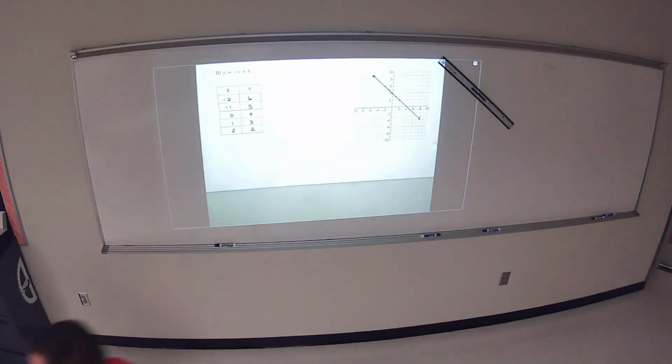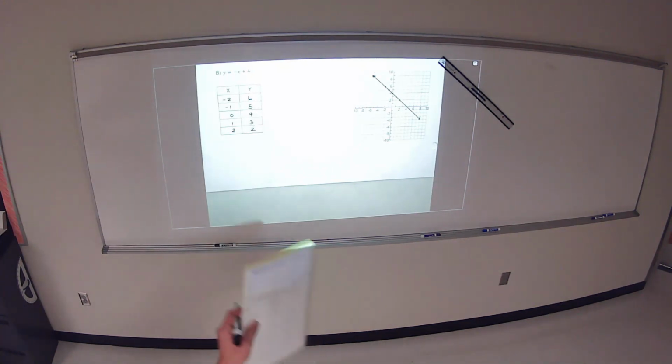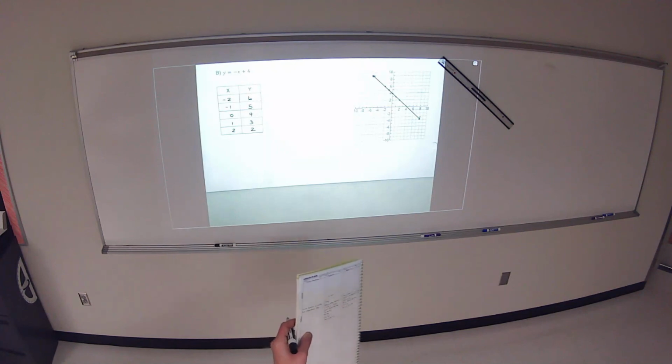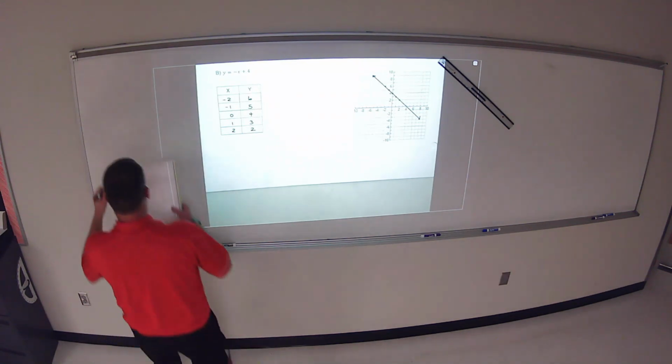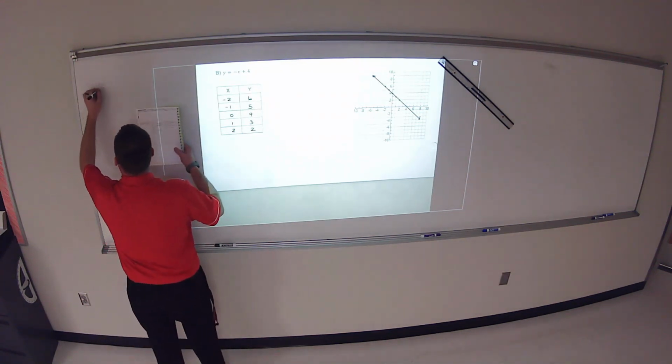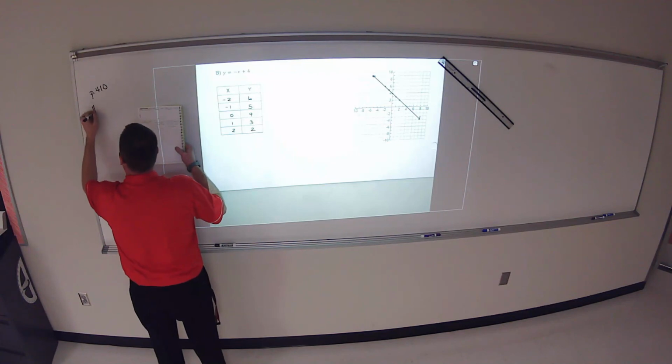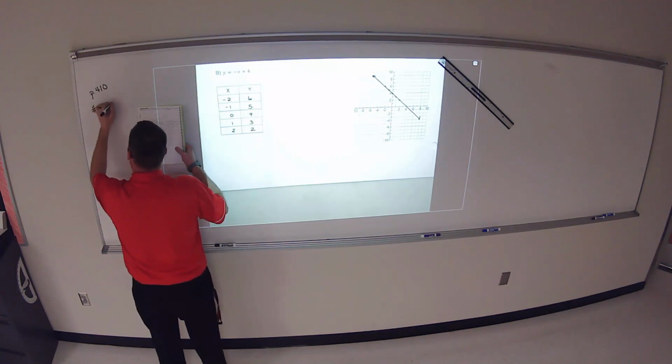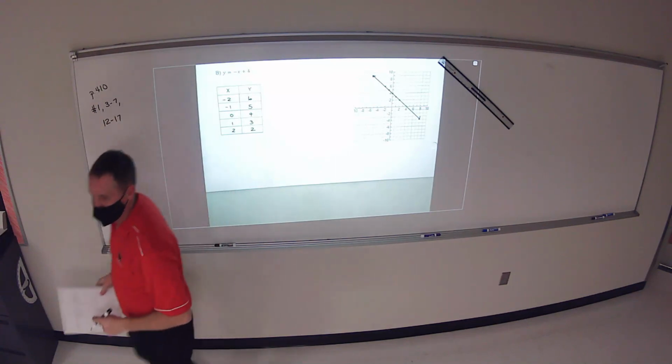All right, so for your homework tonight, there are 2 types of problems. Some of them are determine whether or not this is a solution. You're going to need to do that on your own paper. When it asks you to graph, I provided this. I do expect to see a table for every one of your graphs that go with it. So for your homework tonight, we have page 410. Numbers 1, 3 through 7, and 12 through 17.